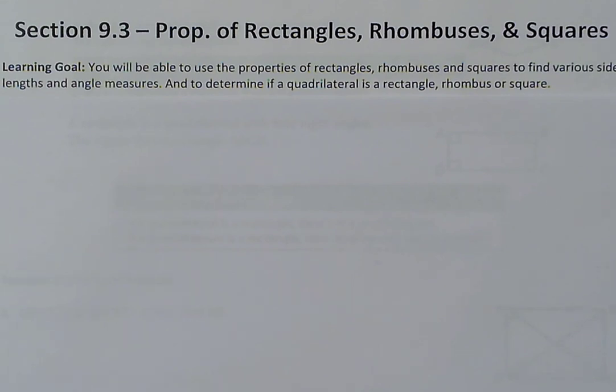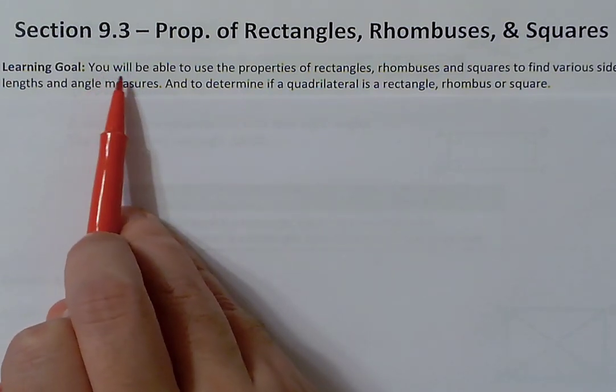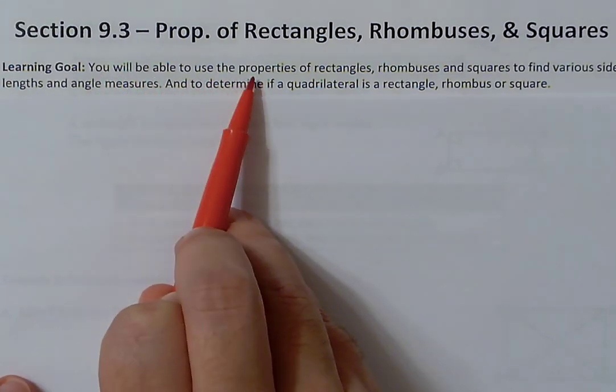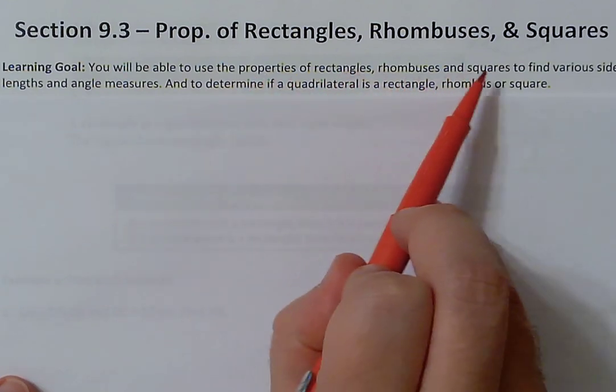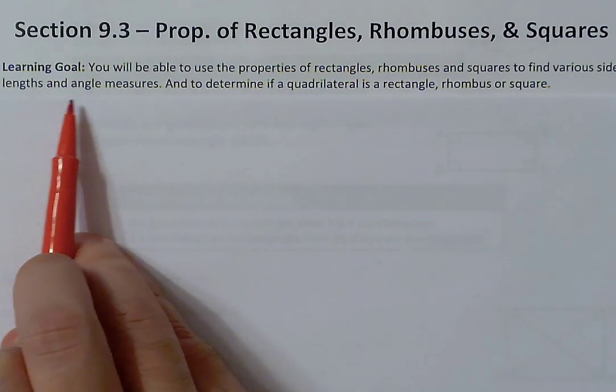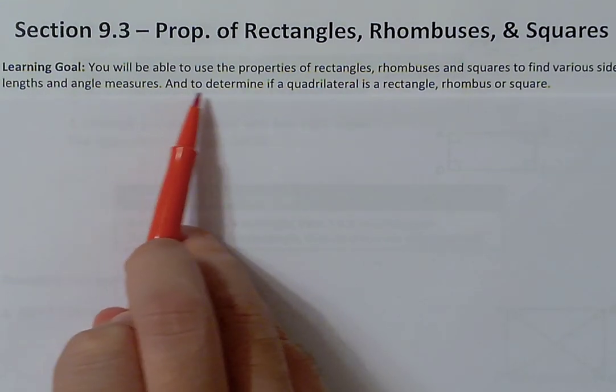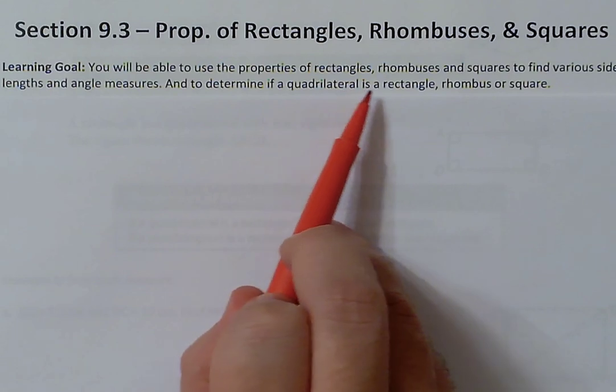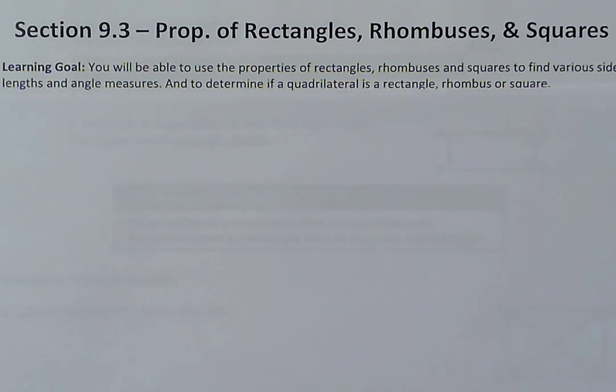Now, for today's lesson, you have one learning goal. Our learning goal for today is that you will be able to use the properties of rectangles, rhombuses, and squares to find various side lengths and angle measures, and to determine if a quadrilateral is a rectangle, rhombus, or square. So, let us begin.